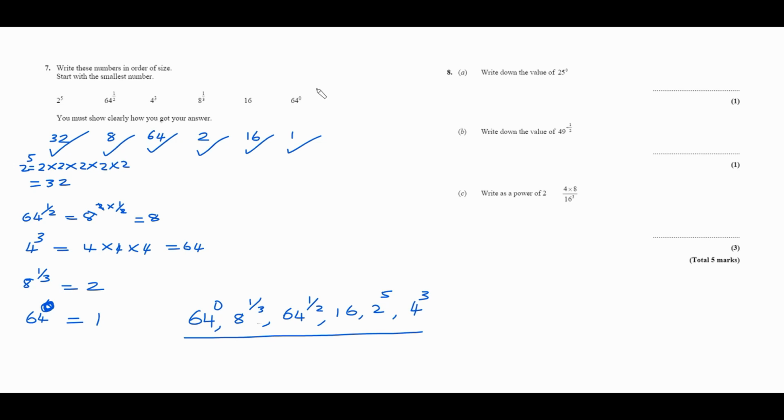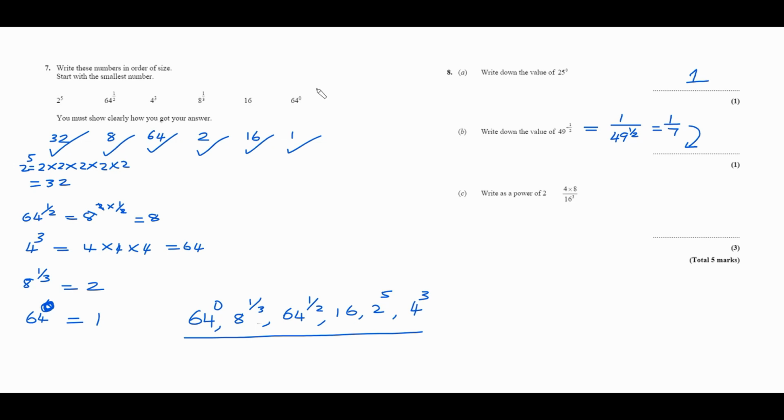Write down the value of 25 to the power 0, which is 1. Write down the value of 49 to the power minus half. So 49 to the power minus half is equal to 1 over 49 to the power half. 49 to the power half means the square root of 49, so which is 1 over 7. So that's the answer here.